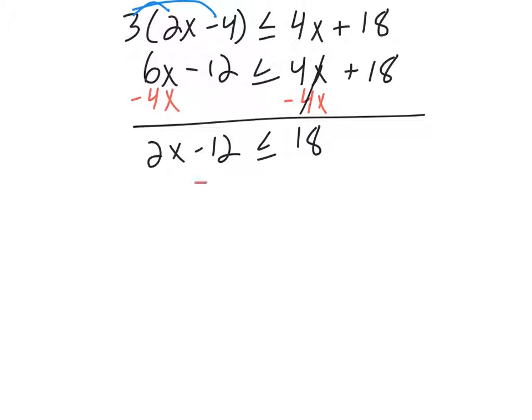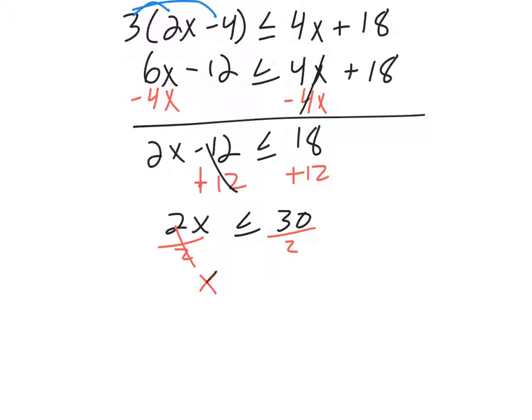Okay, I'm going to add 12 to both sides. So I'm left with 2x is less than or equal to 30. And I'm going to divide each side by 2. So x is less than or equal to 15.